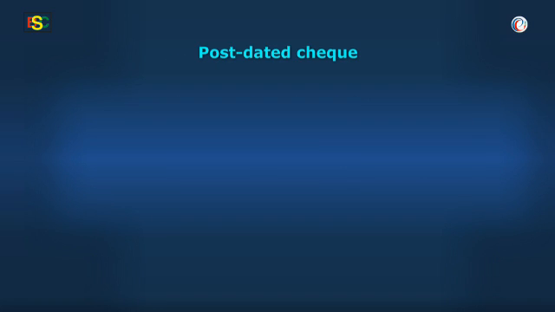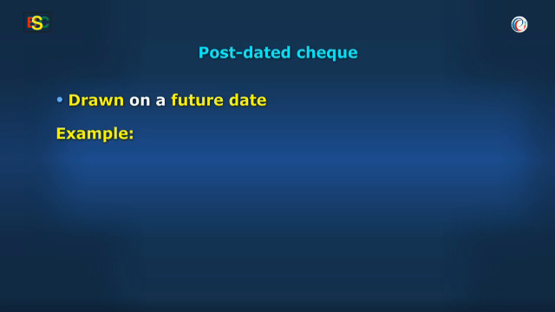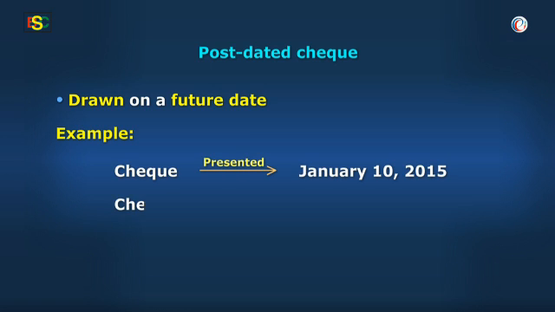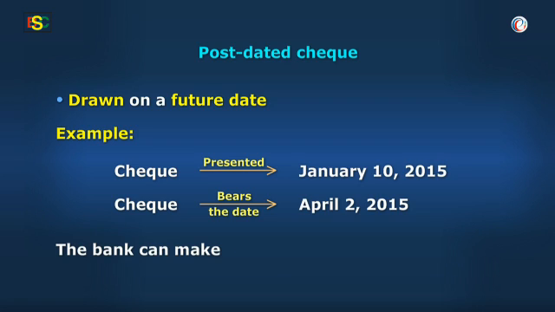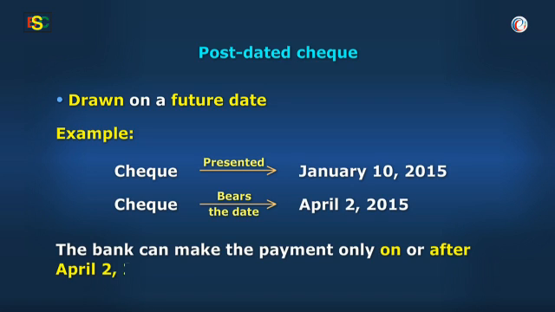Postdated checks. A postdated check, PDC, is one which is drawn on a future date. To illustrate with an example, if a check presented on 10th of January 2015 bears the date 2nd April 2015, it is a postdated check. In this case, the bank can make the payment only on or after 2nd of April 2015.